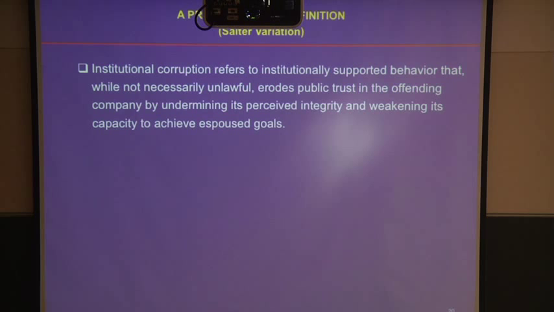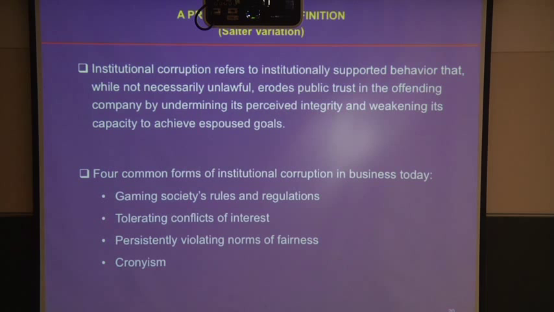Now, there are four forms of institutional corruption in business today that I tend to focus on, and I've been worrying about for a long time. One is gaming society's rules of the game. The more you game, the more you begin to erode public trust, and you also weaken your own organization's capacity to achieve its intent. Second, tolerating conflicts of interest, which I think you probably talked about last week, in terms of blind spots, and Max talked about that.